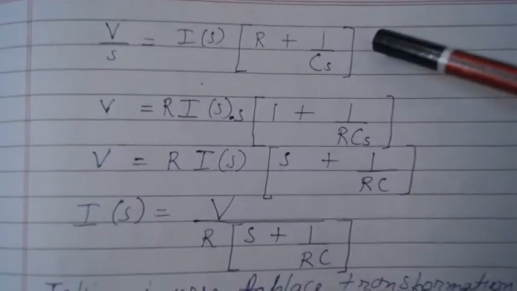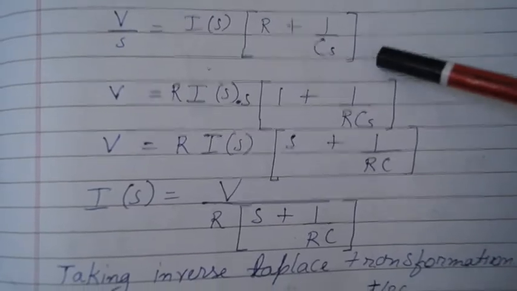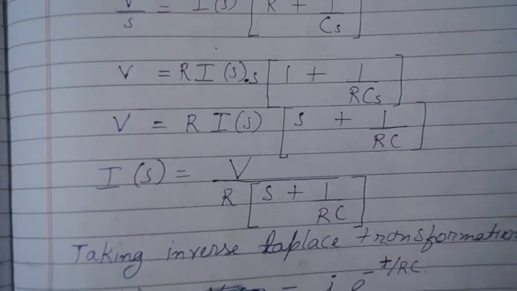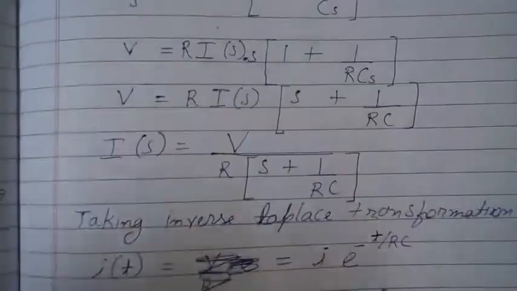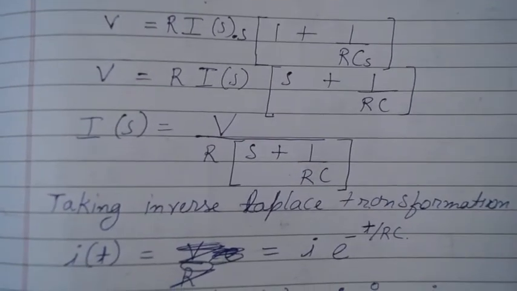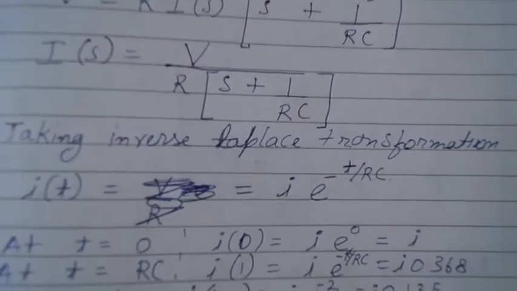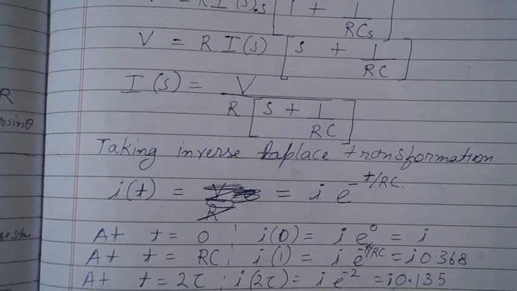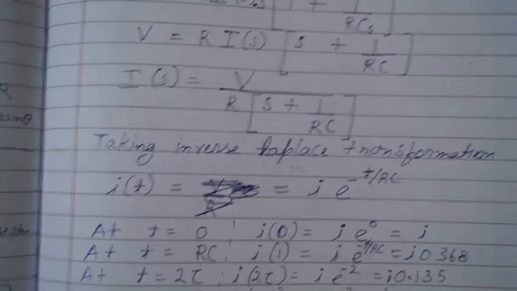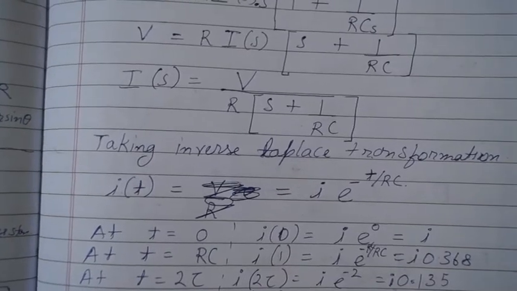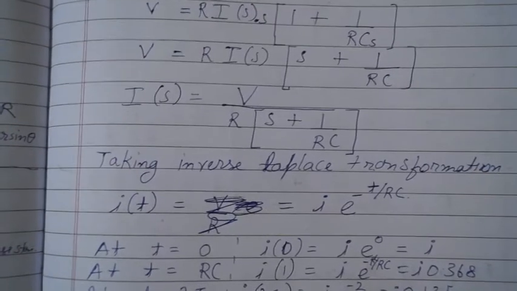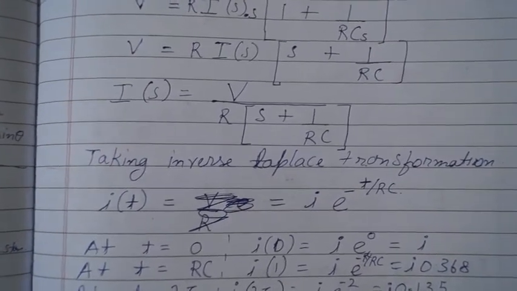Now if we solve this Laplace transform, we will get I(s) equals V divided by R into S plus 1 by RC. If we now take its inverse Laplace transform, we get I(t), the current as a function of time, equals the input current I times e, Euler's number, to the power minus t divided by RC.